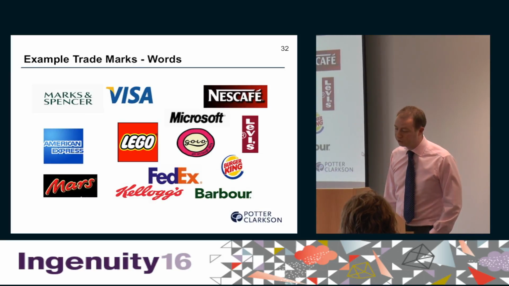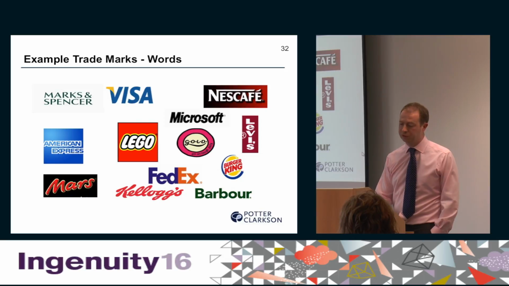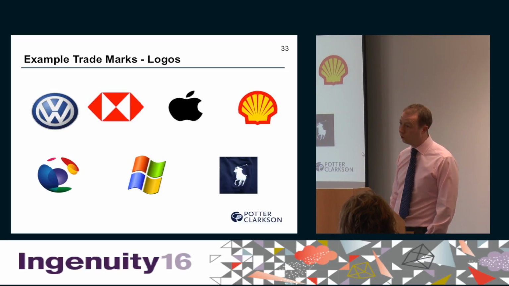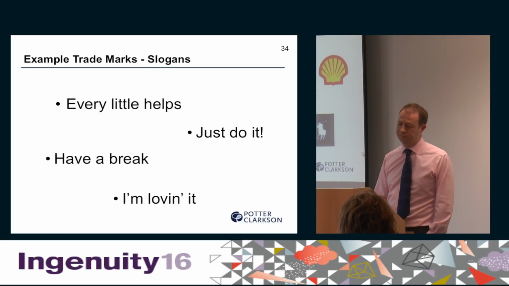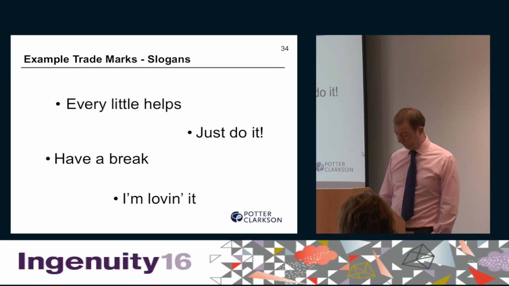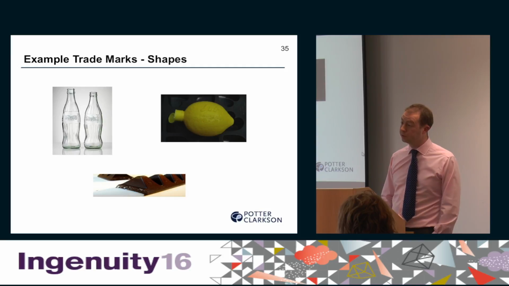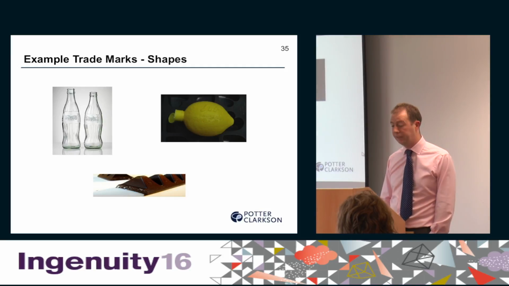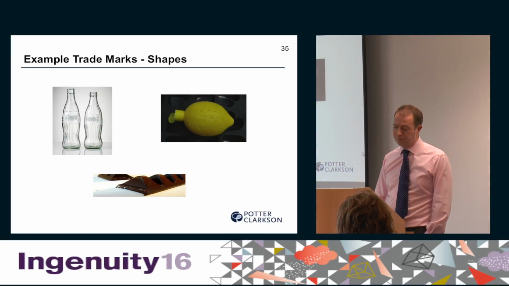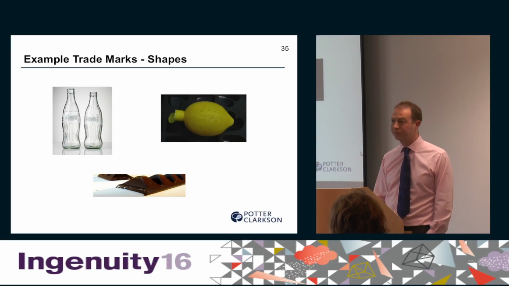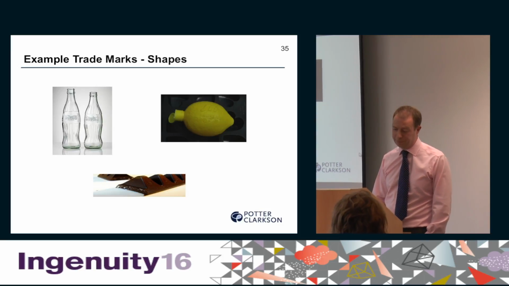I guess more traditional trademarks are words, a few of which are shown there. Logos, slogans, shapes. So Jif Lemon, for example, can stop anybody else providing lemon juice or perhaps any condiment in a lemon-shaped receptacle.